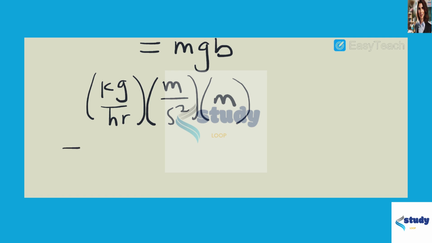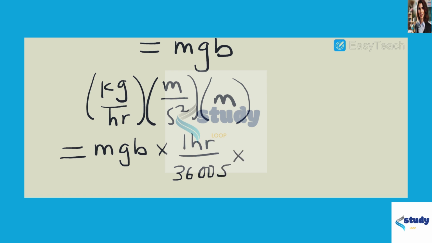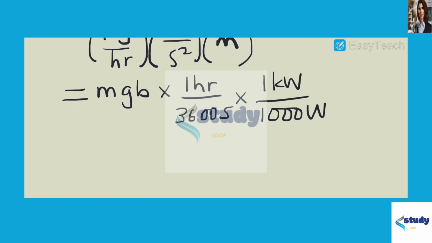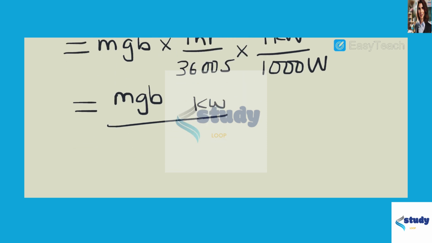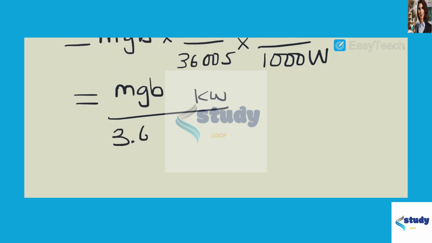So we see that what we can do, we can take mgB and multiply that by 1 hour over 3600 seconds, and multiply that by 1 kilowatt over 1000 watts. And what this gives us is essentially mgB kilowatts all over 3.6 times 10 to the 6th. And this is our mechanical power.